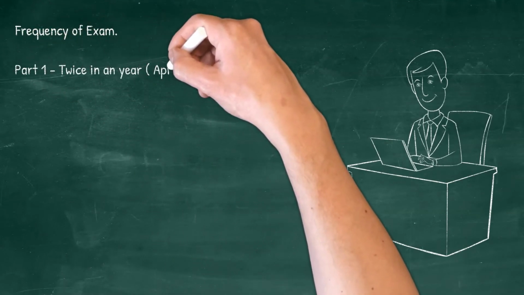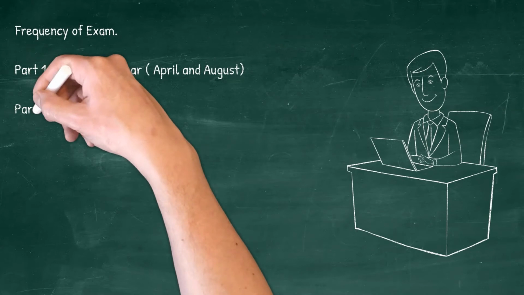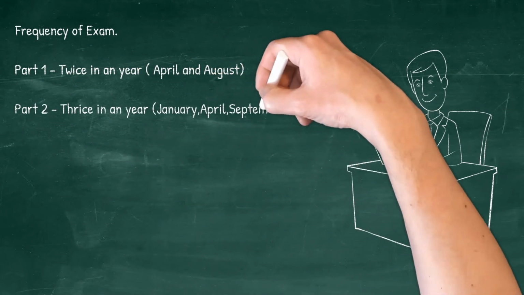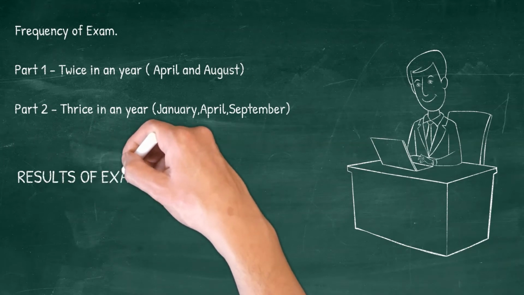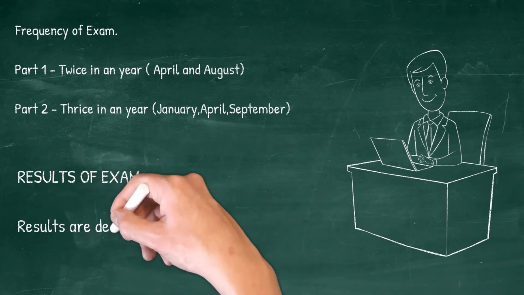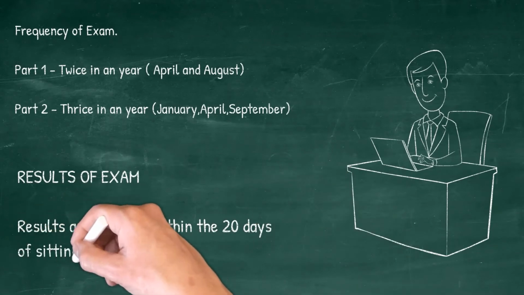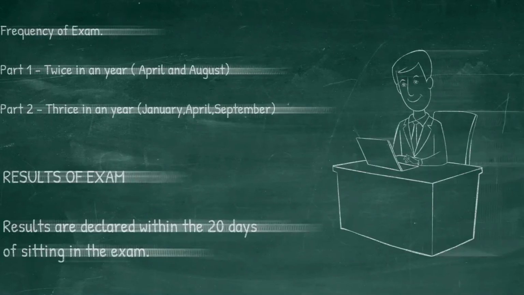Part 1 of ORE is conducted twice a year, that is in April and August. And part 2 of this exam is conducted thrice a year, that is January, April, and September. The results are declared within 20 days of sitting the exam.